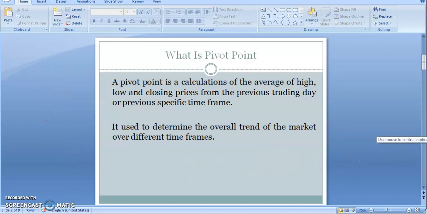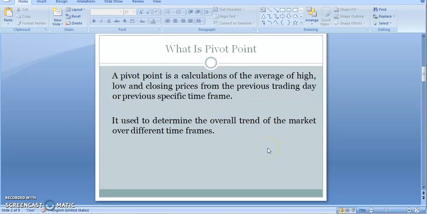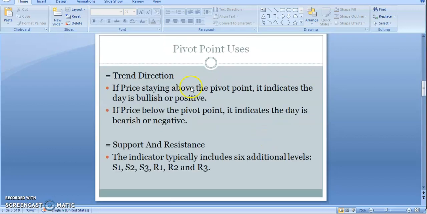So that is the pivot point definition. It is used to determine the overall trend of the market across different time frames. We can calculate for 4 hour, the 4 hour pivot point, the 1 hour pivot point, and so on. Now you can see pivot point uses. Most people use the pivot point first for trend direction, to find out whether the trend is upside or downside.